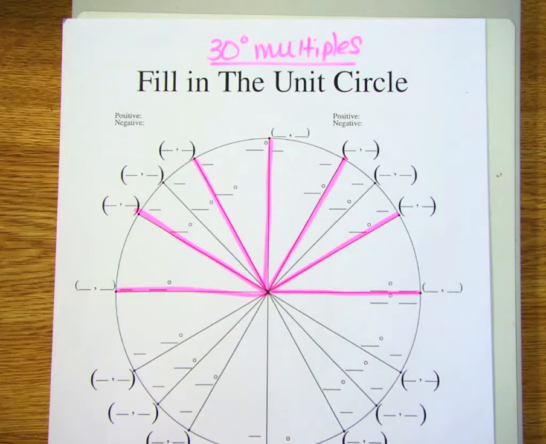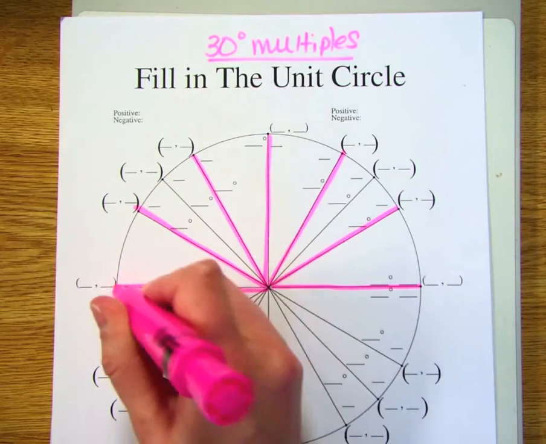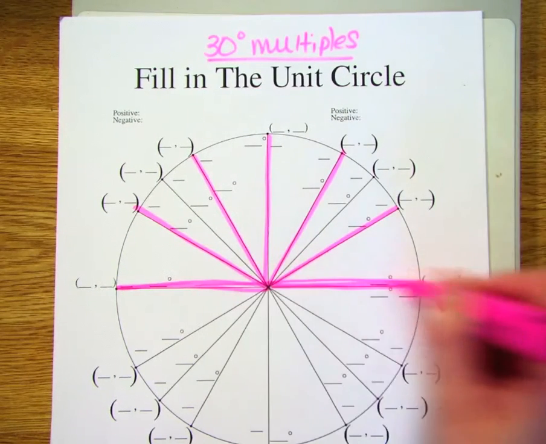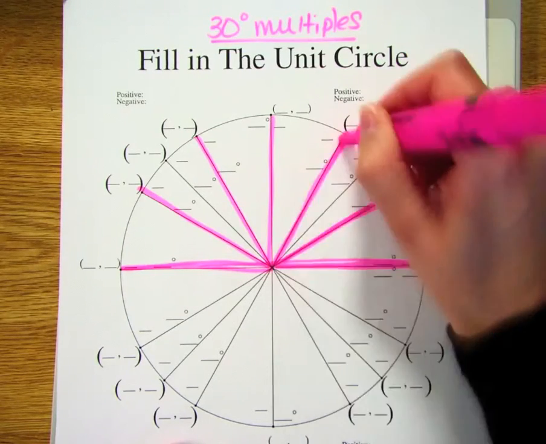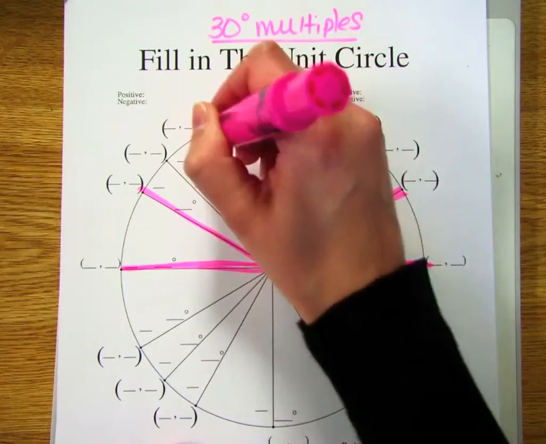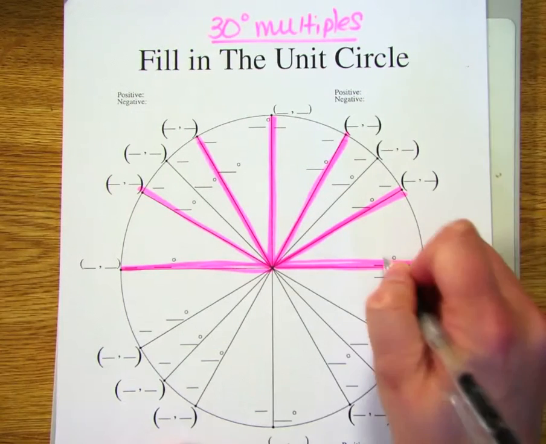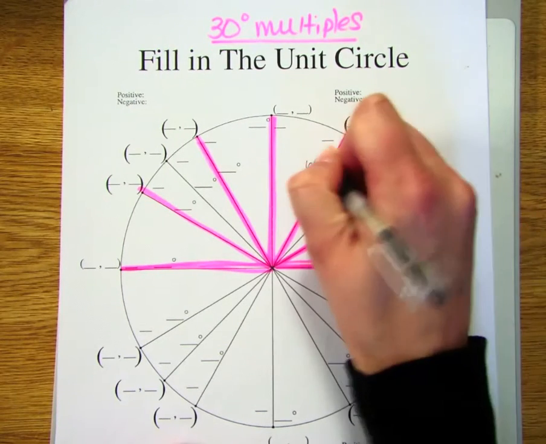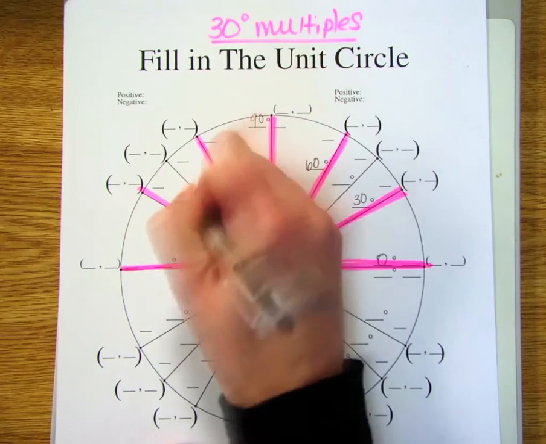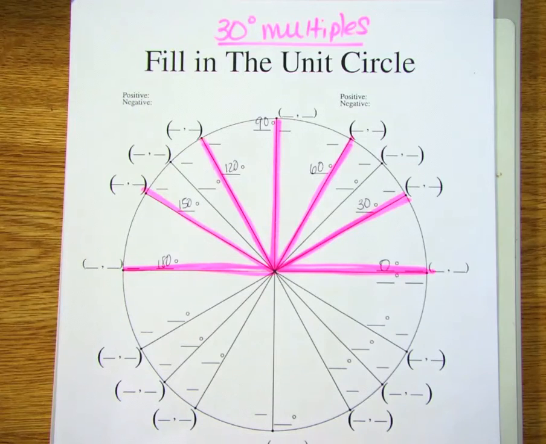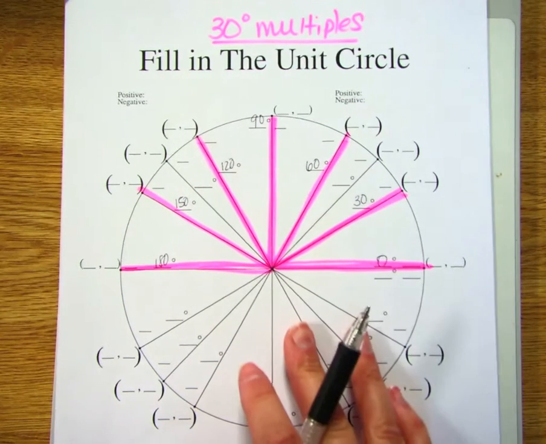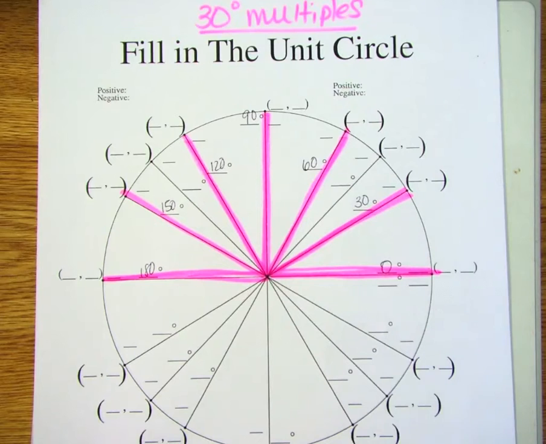Here's what I've done on my first unit circle. Again, this is for your multiples of 30 degrees, okay? So what I've done is I've taken the first and second quadrant and I've highlighted along those angle measures that are multiples of 30, okay? So we have our 0, 30, 60, 90, 120, 150, and 180, okay? We'll get to the multiples of 45 in just a second, okay? So I have my multiples of 30 degrees.